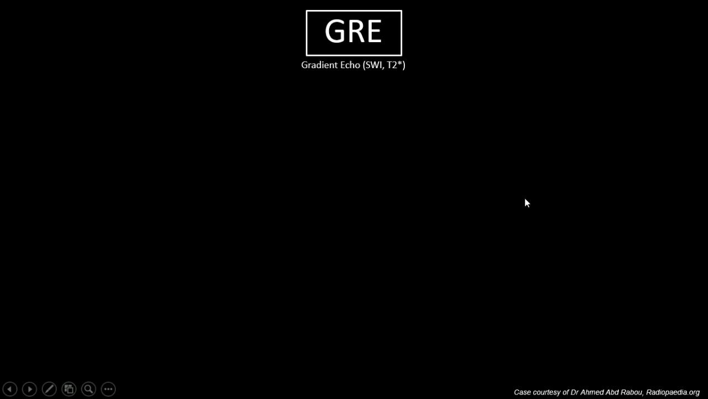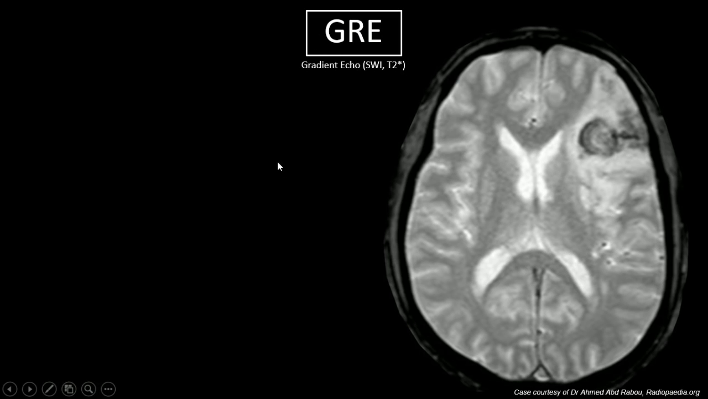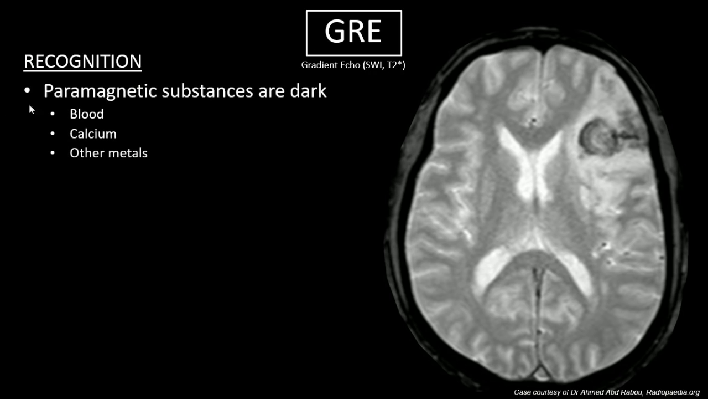ventricle. Moving on to GRE, or gradient echo, you'll also hear about this referred to as susceptibility weighted imaging, or T2 star. And technically these are different sequences, but for the purposes of our talk, we're just going to consider them all as one. So here's our GRE image, and how do we recognize it? Metals are dark, so things like blood, calcium, other types of metals are going to show up on GRE.